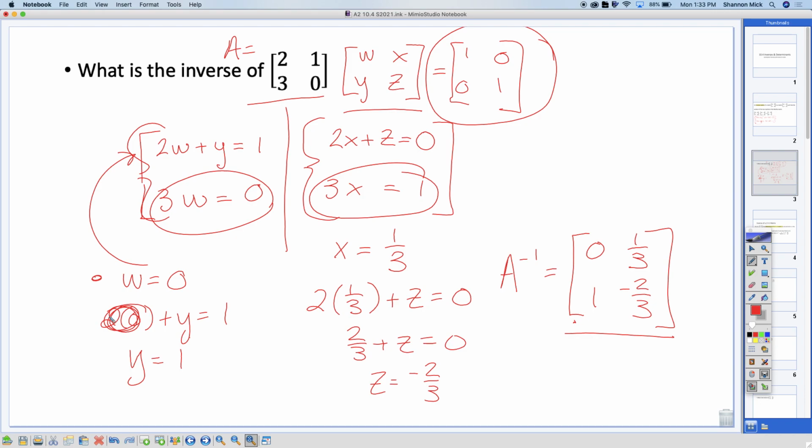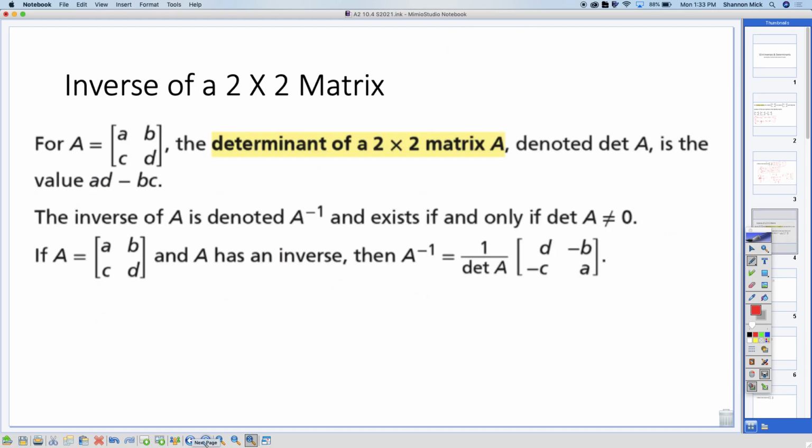Okay, but that's a lot of work, right? Yeah. And this is a lot easier than it probably would be if I did it this way every time. And you guys don't want to do that way every time, do you? Okay, so I'm going to give you a new rule, and you need to have it all down.